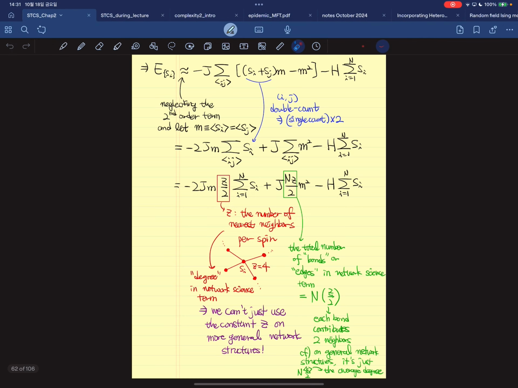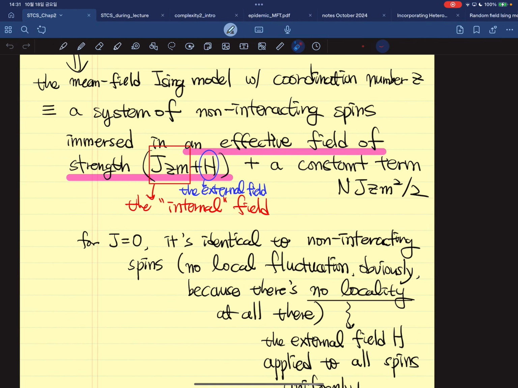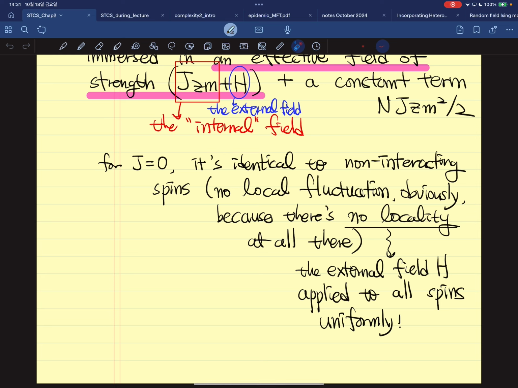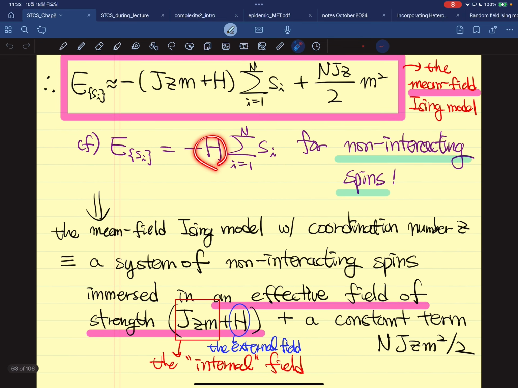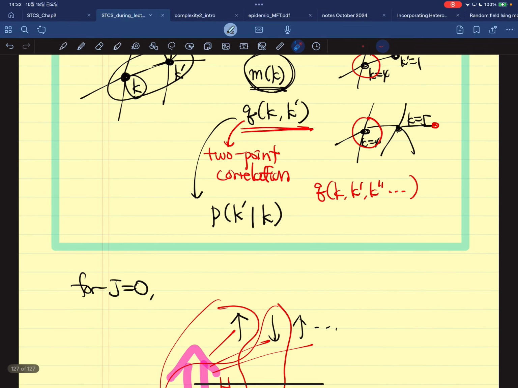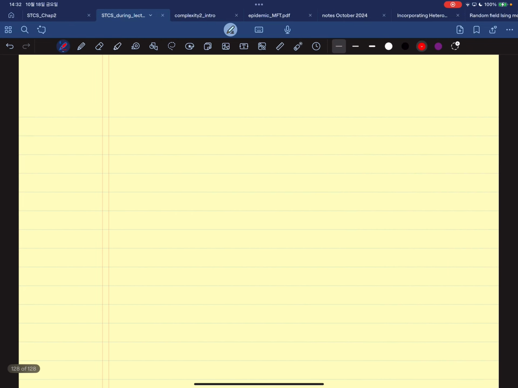So I put here. It is actually identical to the non-interacting spin, just replacing this one and the extra constant term. So let's calculate the most important part, of course. We have to calculate the partition function and free energy.